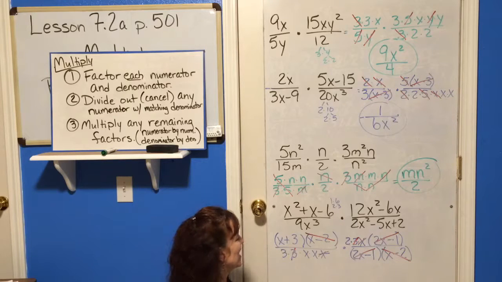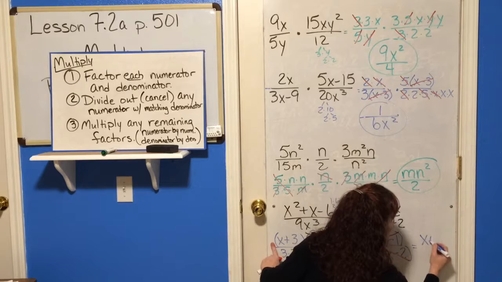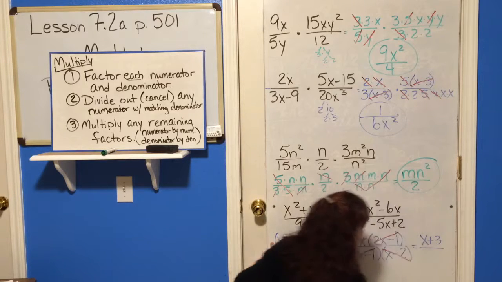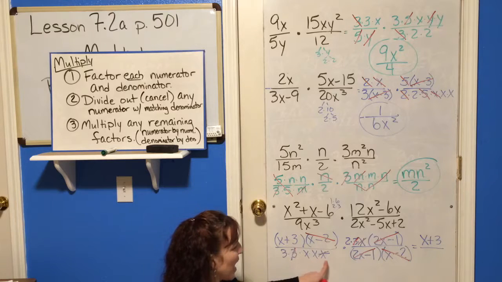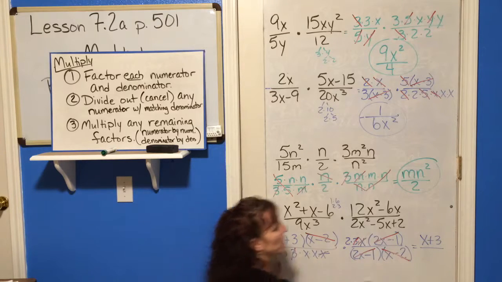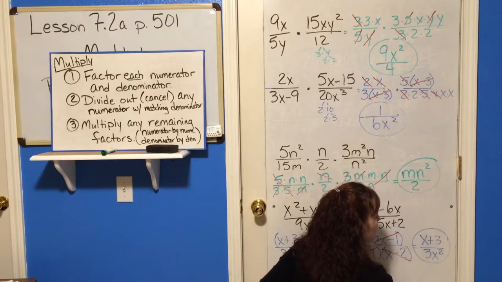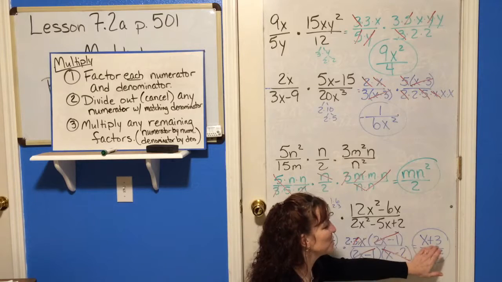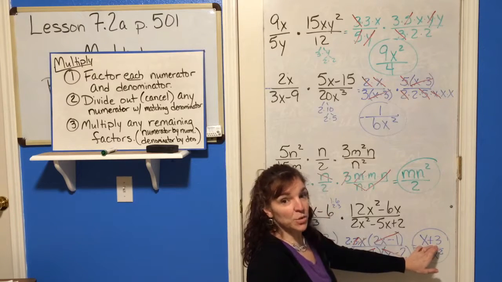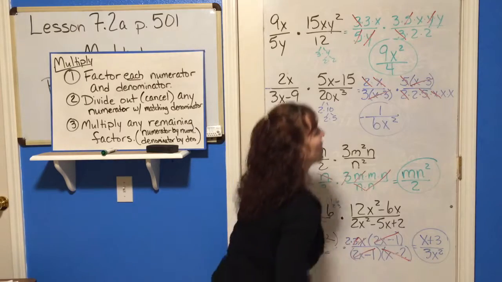So what's left is this. X plus 3 on the top. And in your denominator, you have a 3, an x, and that's it. So 3x squared. And remember, you can't reduce these 3's because this is x plus 3. It's not times. So it's not a factor, all right? It's a binomial that must stay all together.